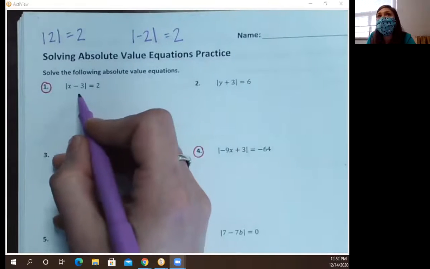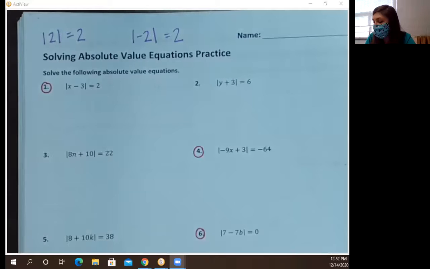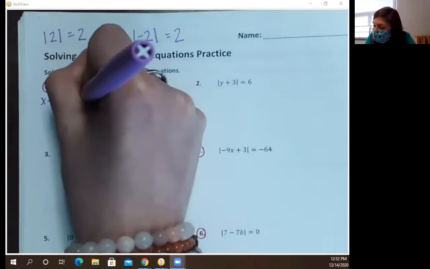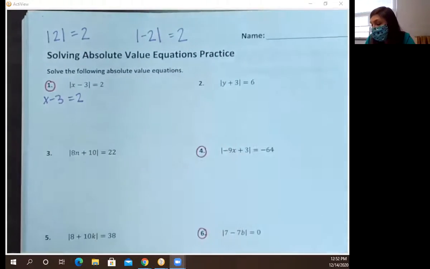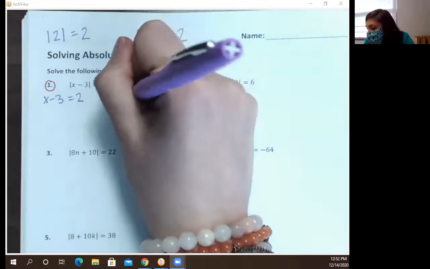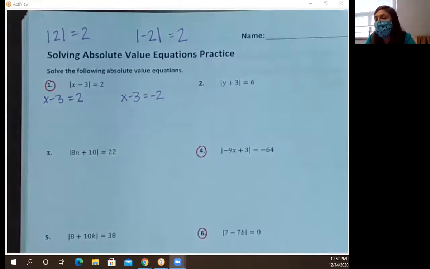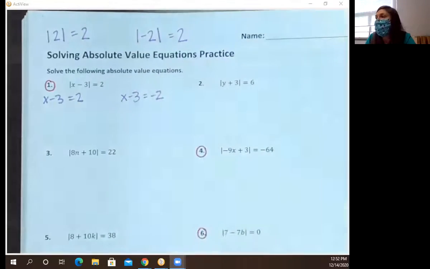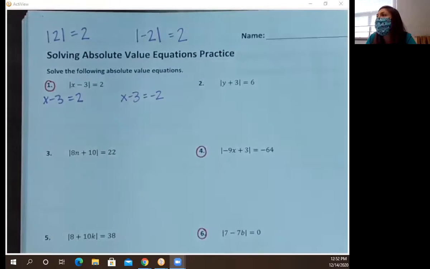So if we take a look at number 1 here, we have the absolute value of x minus 3 equals 2. So maybe x minus 3 actually did give us 2, and when we took the absolute value of 2, we got 2. But maybe x minus 3 actually gave us -2, and then when I took the absolute value of -2 is when we came up with +2. So we talked about this on Friday. We need to consider both of these options when we're solving an absolute value equation.